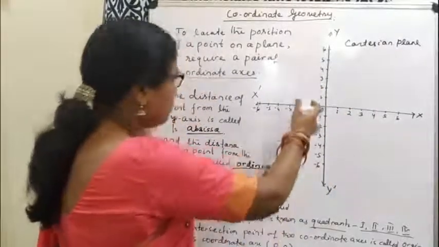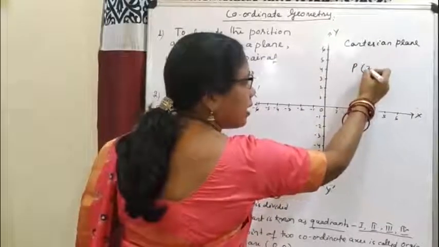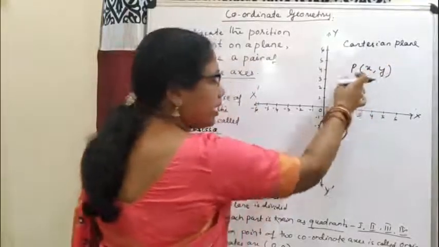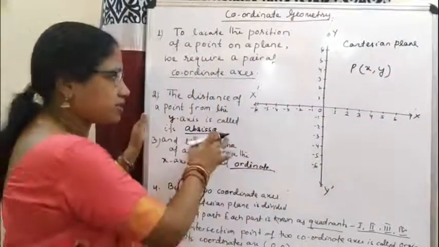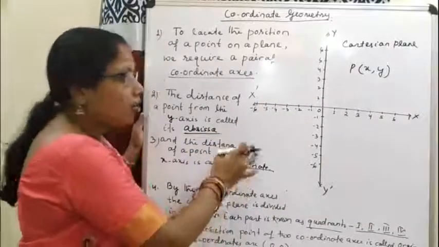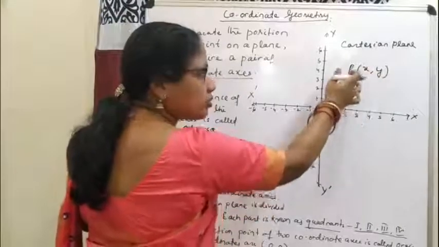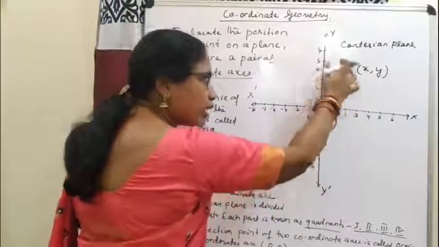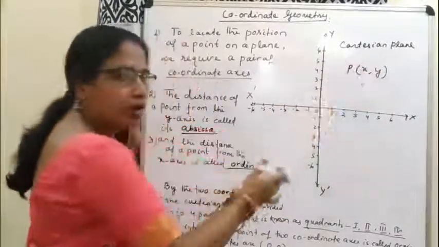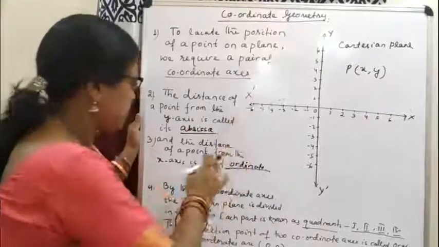In the coordinate axes, let a point P be there having coordinates x and y. Here the x coordinate is known as abscissa and the y coordinate is known as ordinate. In other words, the x coordinate is the distance of the point P from the y-axis, and the y coordinate, or the ordinate, is the distance of point P from the x-axis.